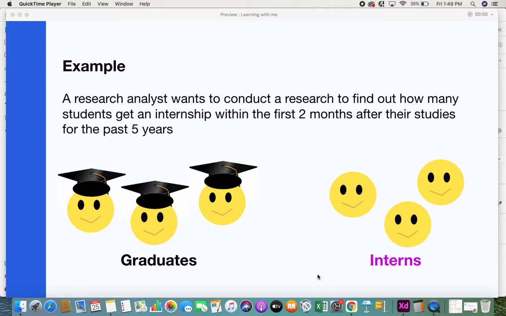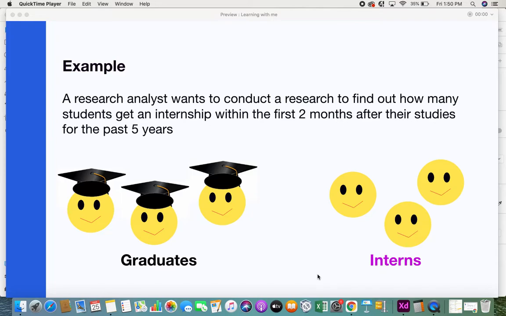So to start off with an example, there's a researcher, and he wants to conduct research to find out how many students get an internship within the first 2 months after their studies over the period of the past 5 years. So this researcher is sitting there wondering what can be done, and this is his entire aim and goal.